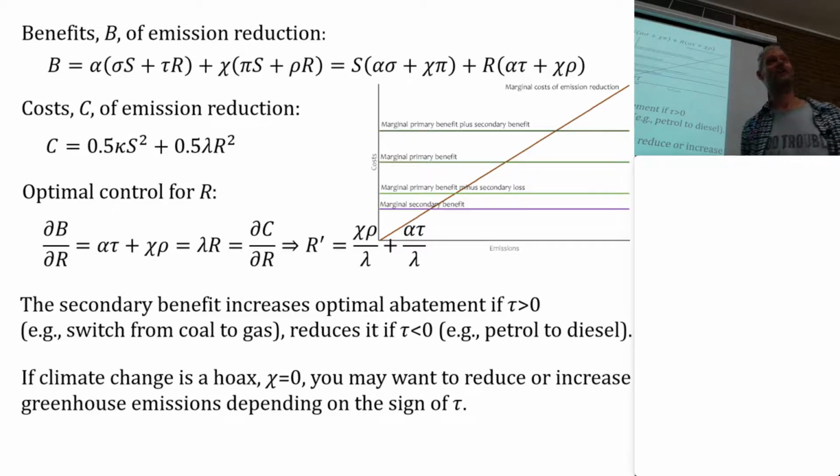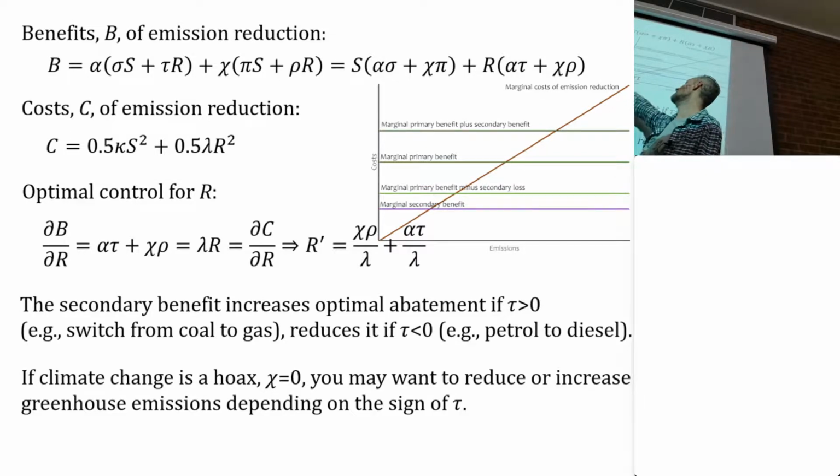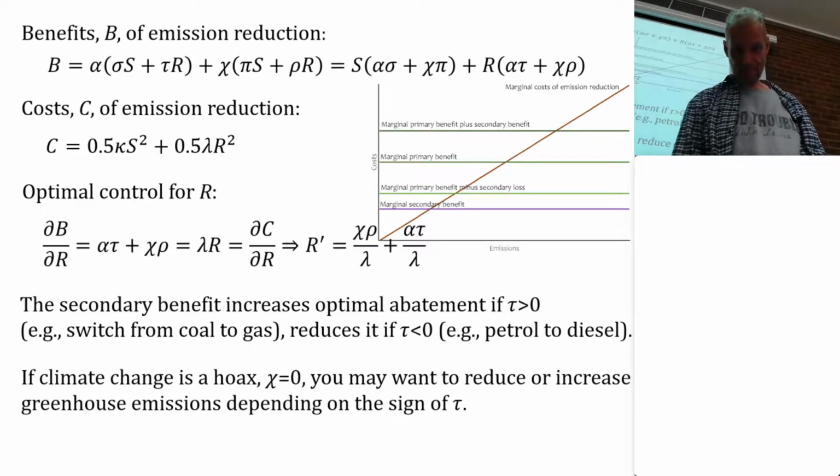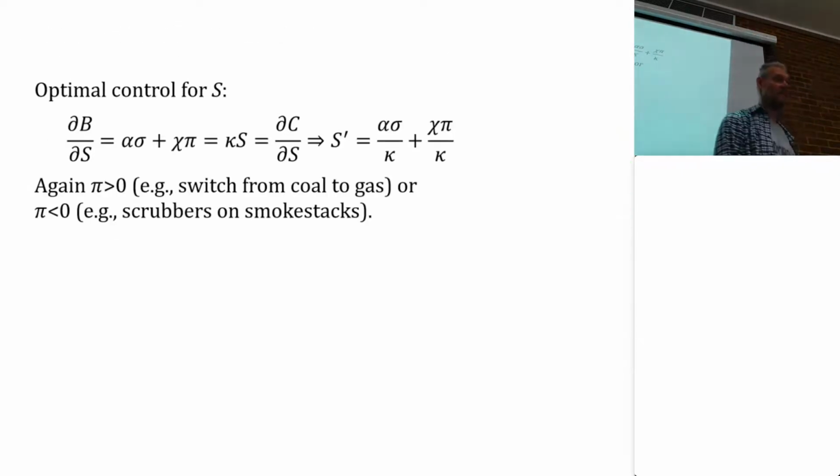Now, I started with this guy standing up at this conference and claiming that climate change is a hoax. Climate doesn't change, we don't need to care about this. Then your chi is 0, right? This term cancels. But your greenhouse gas emission reduction then does not go to 0, right? Depending on whether your tau is positive or negative, you still want to do something about your greenhouse gases, right? So that is true for R. The same is true for air pollution.